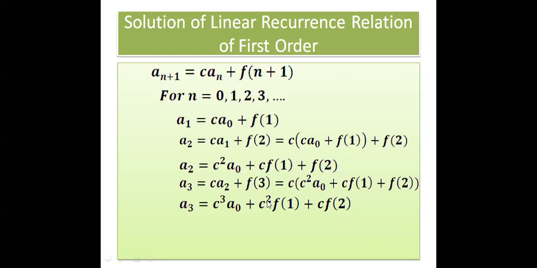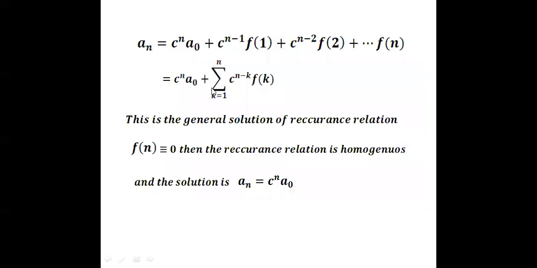So what is the nth term a_n? a_n = c^n a_0 + c^(n-1) f(1) + c^(n-2) f(2) + and so on up to f(n), which is c^n a_0 plus the sum over k equals 1 to n of c^(n-k) f(k). This is the general solution of the first order linear recurrence relation.